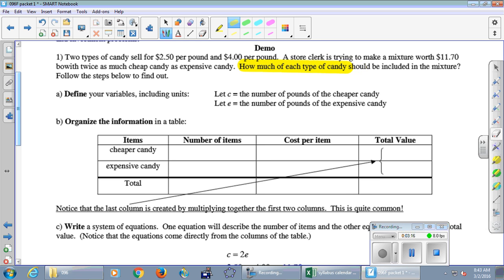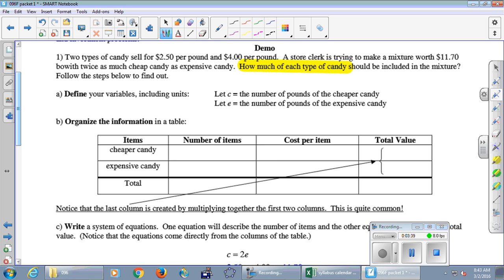Strong suggestion, instead of using X and Y today, I recommend you use letters that are going to remind you of the things that they represent. So I'm using C for the cheap stuff and E for the expensive stuff. Trust me, it will make your life easier when you set up the equations. Calling everything X and Y is quite generic. It's totally fine, but it's going to give you more to think about as you set things up.